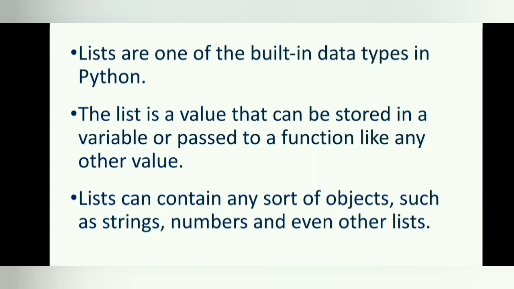Lists are one of the built-in data types in Python. The other built-in data types in Python are tuple, set, and dictionary. The list is a value that can be stored in a variable or passed to a function like any other value. The term list value refers to the list itself, not the values inside the list value. Lists can contain any set of objects such as strings, numbers, and even other lists.